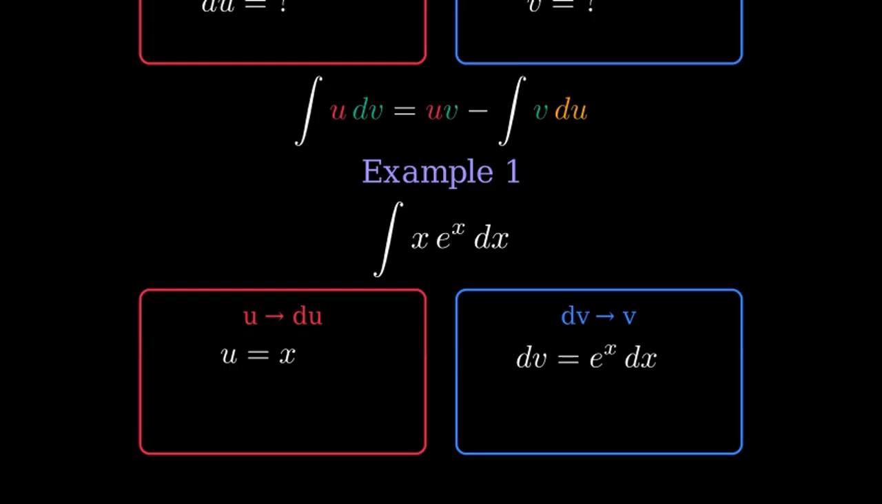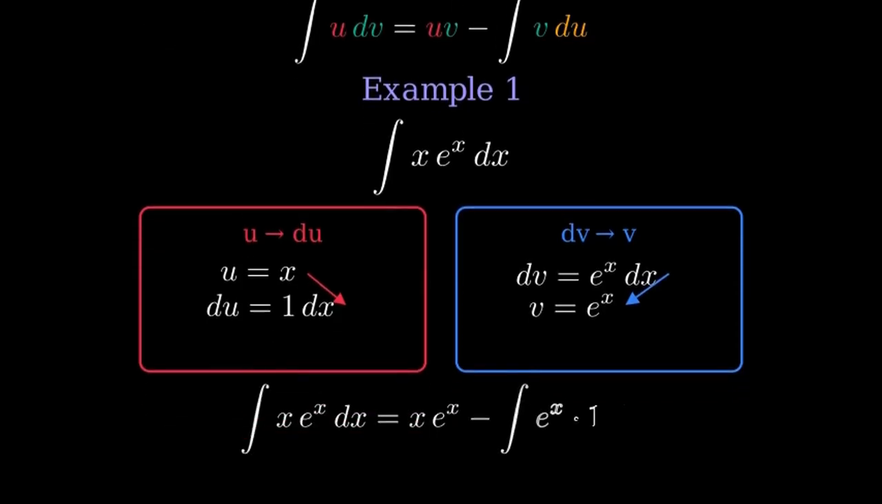Now plug into the formula. Integral of u dv equals uv minus integral of v du. That becomes x e to the x minus integral of e to the x times 1 dx, which simplifies to x e to the x minus e to the x plus c.